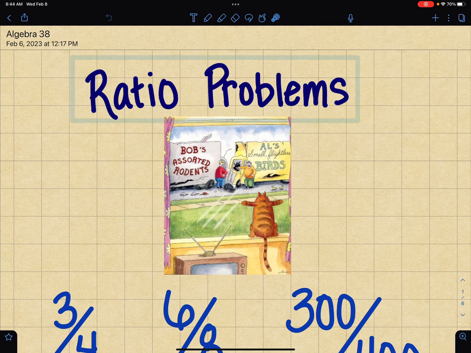And this is a great lesson. The concept is nice and simple. You're going to love it. And we go over ratio problems for you.